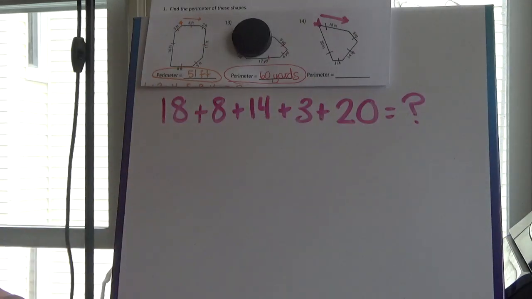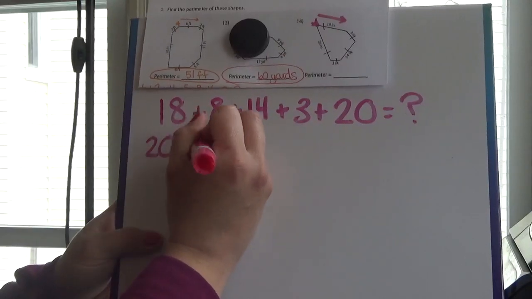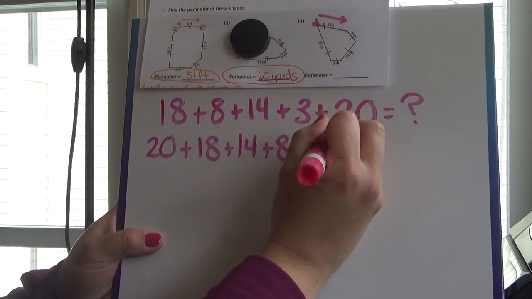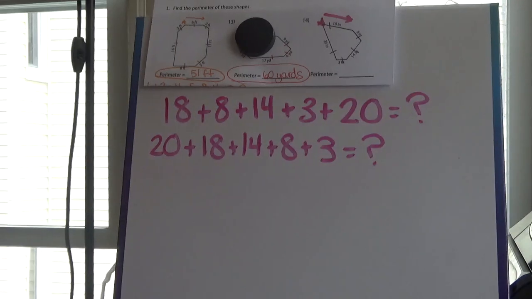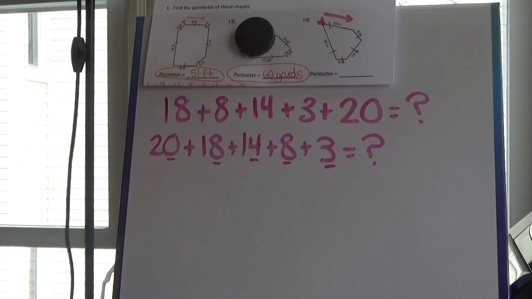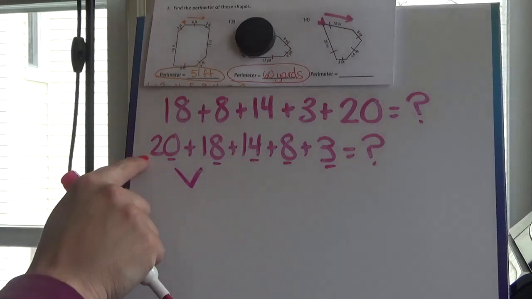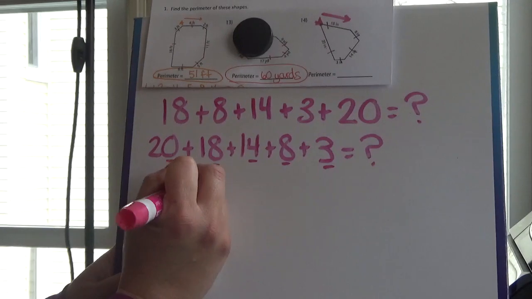So now I'm going to rearrange this number sentence so that my largest numbers come first. So that would be 20 plus 18 plus 14 plus 8 plus 3. Still have my 5 numbers. 1, 2, 3, 4, 5. I just rearranged the number sentence so that the largest number comes first. When I take a look at my ones place, I cannot make a friendly 10 with any of these numbers. So I'm just going to start with my first 2 numbers, 20 and 18. 20 plus 10 equals 30, and 8 more equals 38.